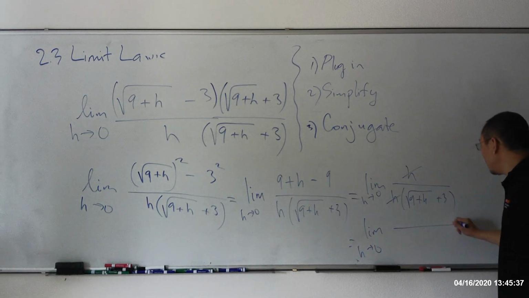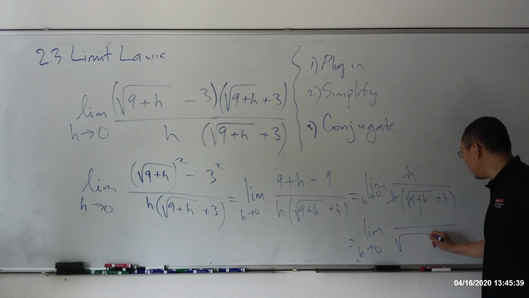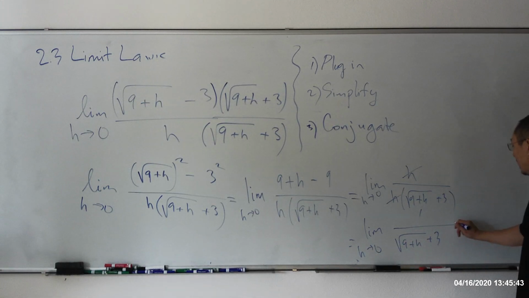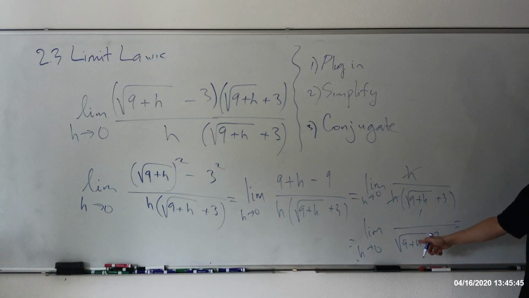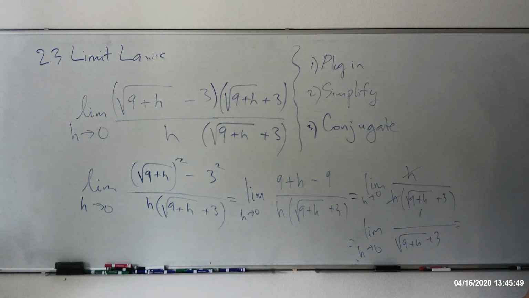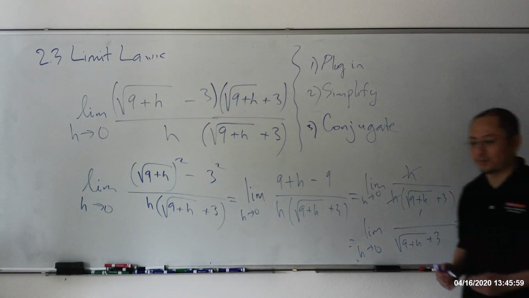The h cancels out, the top is just 1, and the bottom is square root of 9 plus h and then plus 3. Now we're okay to plug in h equal to 0 because neither the numerator nor the denominator will be equal to 0. 1 over square root of 9 plus 3. This is 1 over 6. Square root of 9 is 3, and 3 plus 3 is 6. You have the answer.